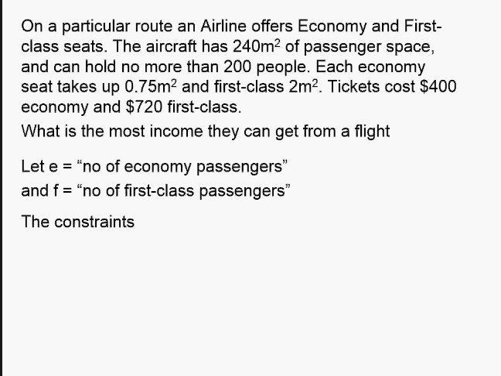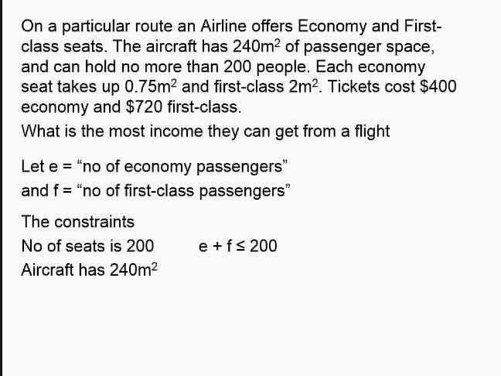Constraints are things that make it hard to solve, or basically restrictions. The number of seats is 200, so combining both economy and first class we should have no more than 200 seats. So the equation is written as such. Now let's look at the other factor that was given to us. It's space. It has 240 meters squared of space, 0.75 meters squared for economy and 2 meters squared for first class. So that's your possible equation.